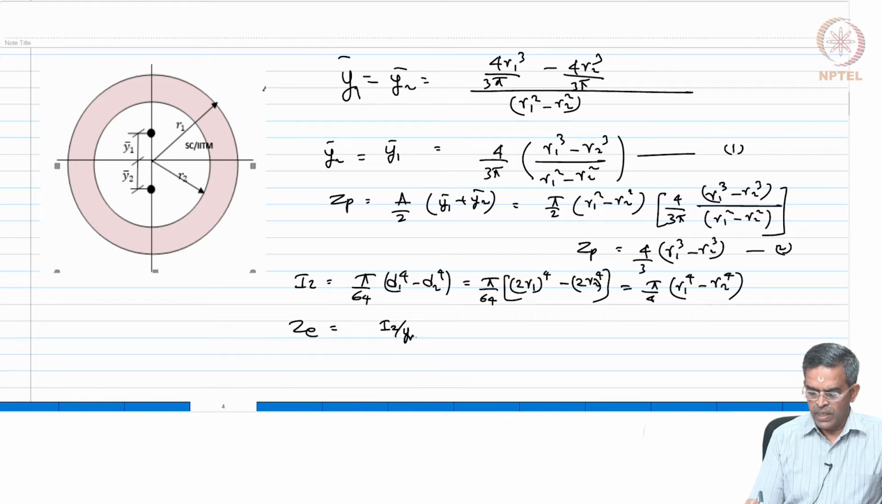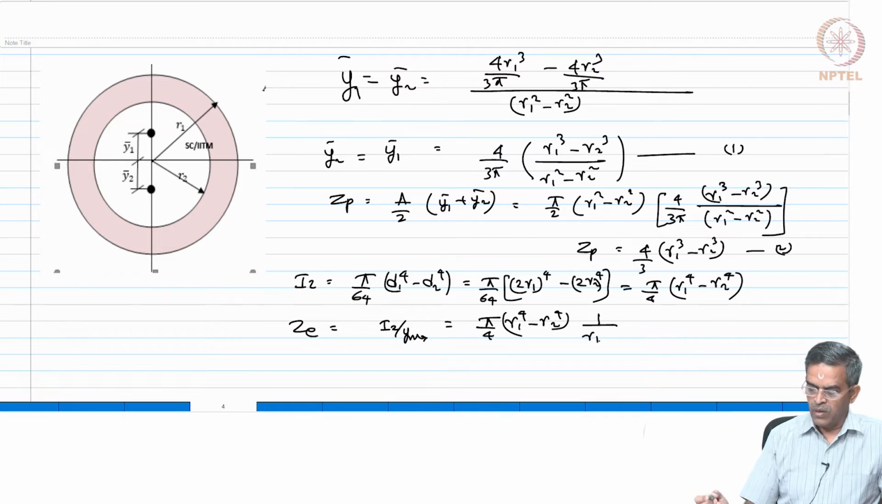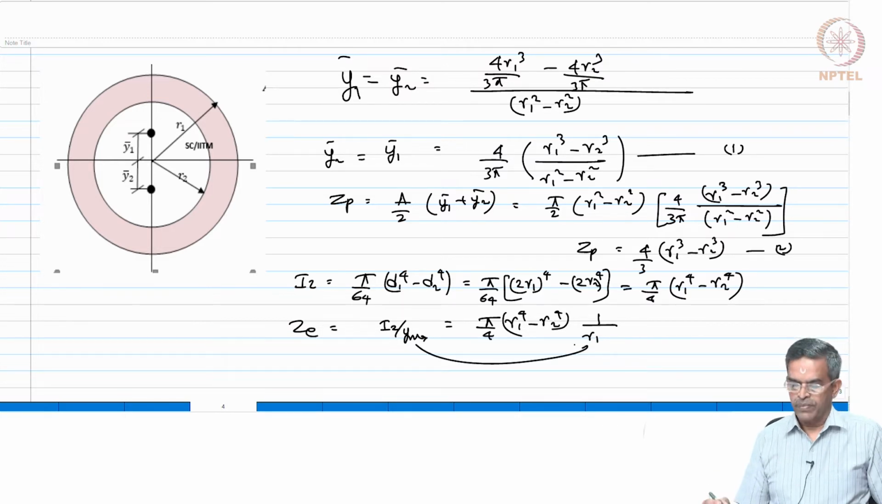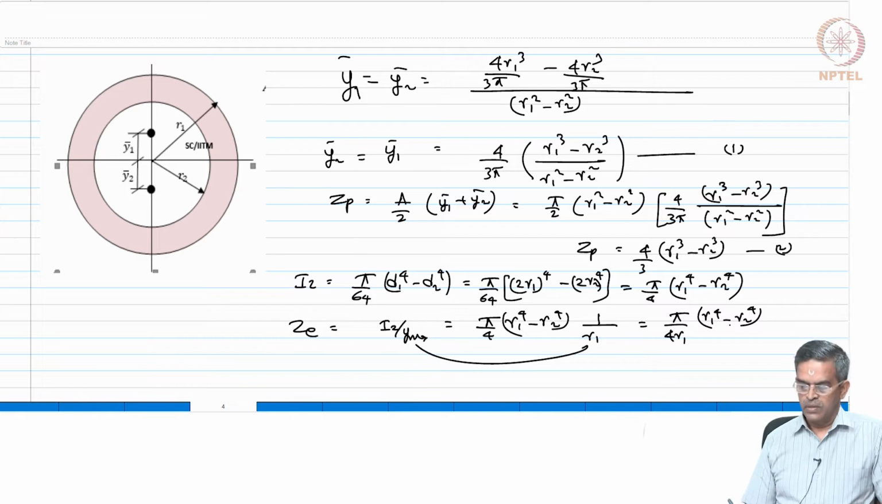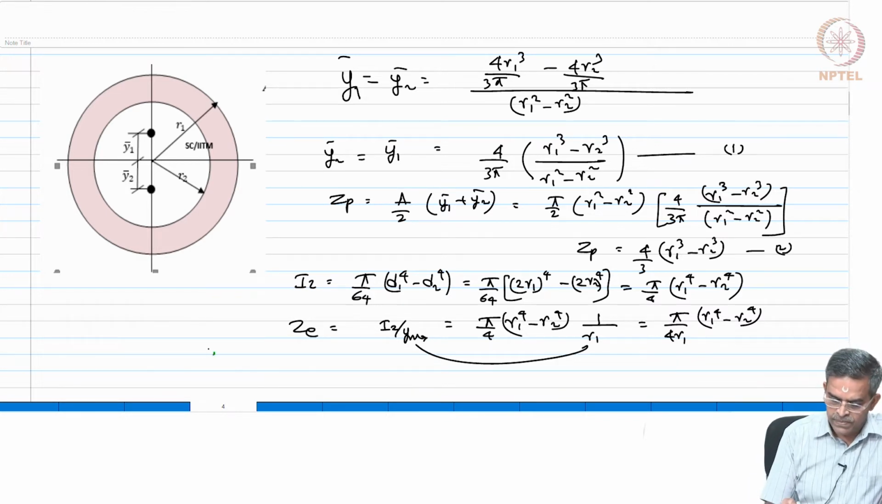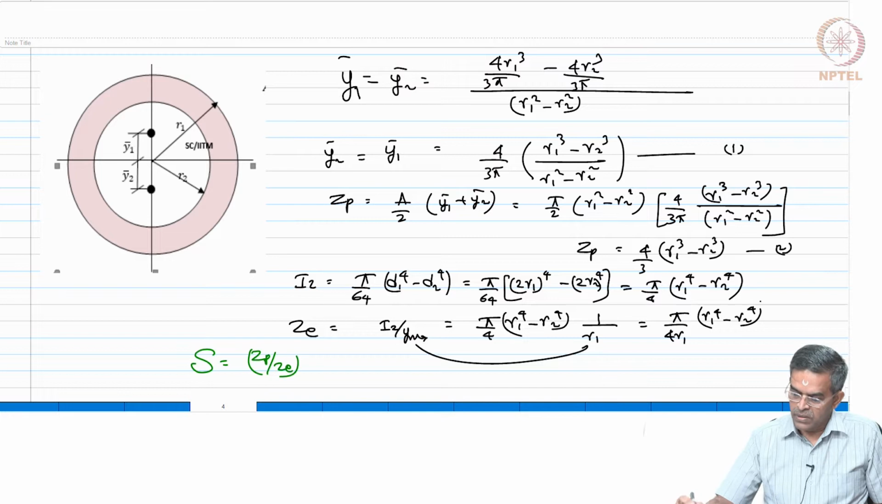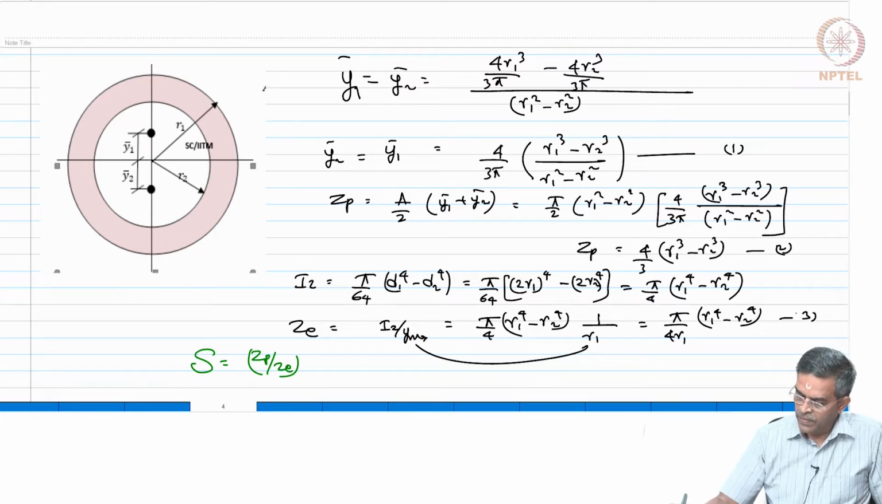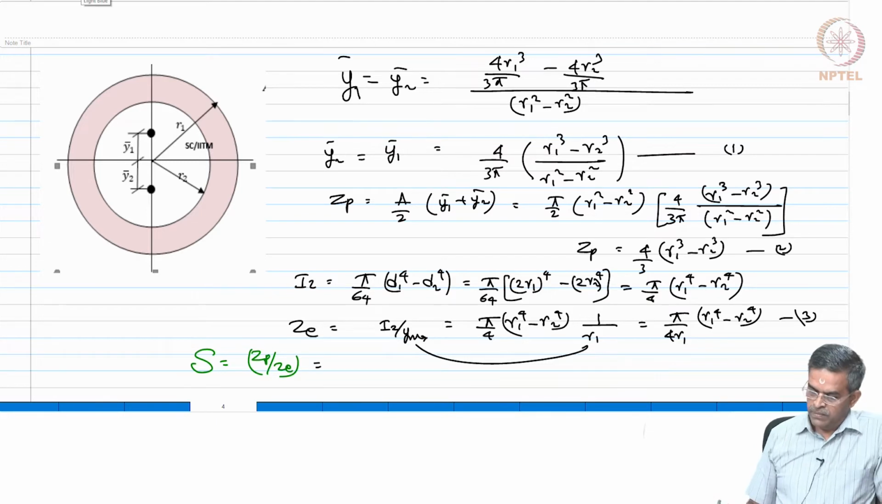I by Y max, which will be pi by 4 of (R1^4 minus R2^4) times 1 by R1, because Y max is actually R1, is it not, which will now become pi by 4 R1 (R1^4 minus R2^4). So, I can now quickly find the shape factor as Zp by Ze. Let us call this equation number 3. So, I should say now this is equal to equation 2 by equation 3.